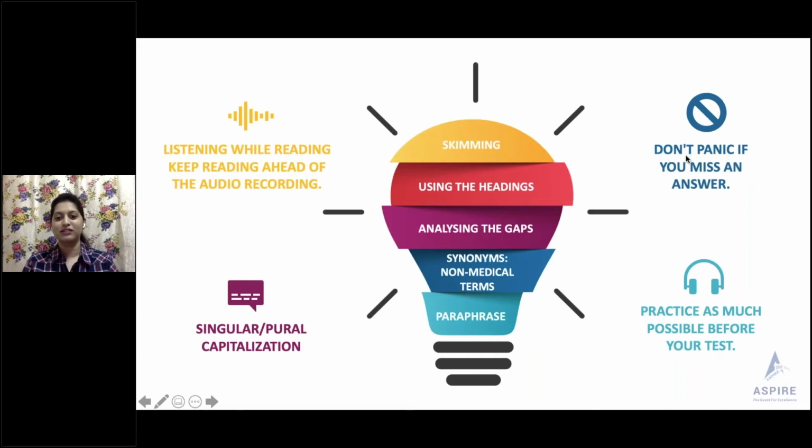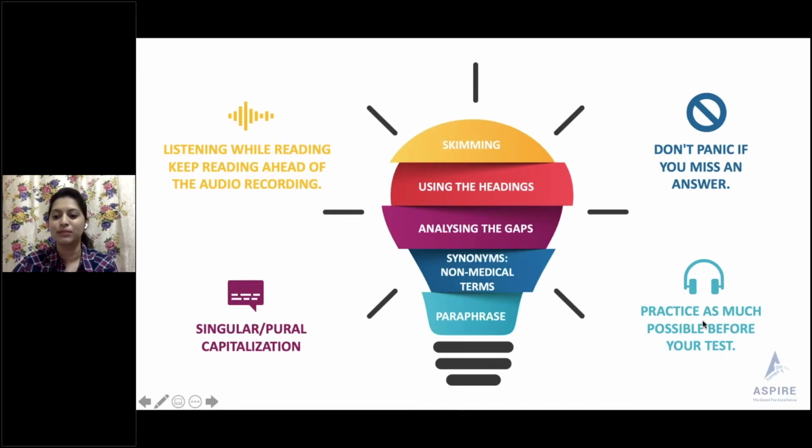Don't panic if you miss an answer. This is the most important thing to remember, because it's all right if you weren't able to get an answer. Just move on to the next. Let the headings guide you. Because if you panic, you're going to miss the rest of the answers as well. It's better to miss one answer and get the rest right. You know what I mean?